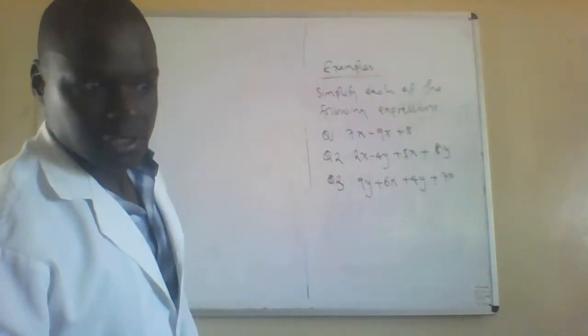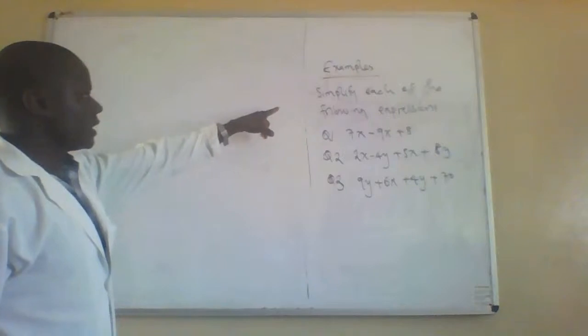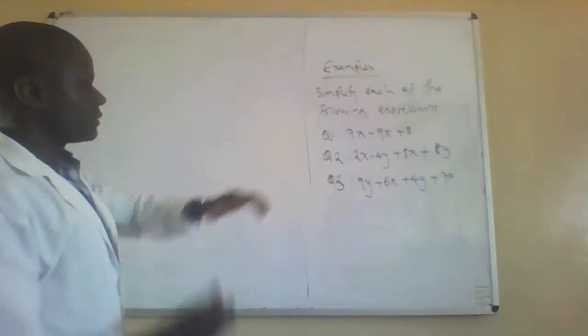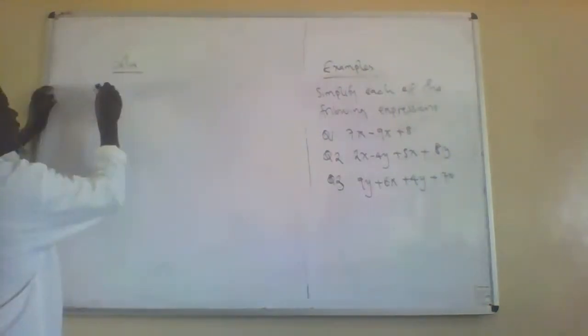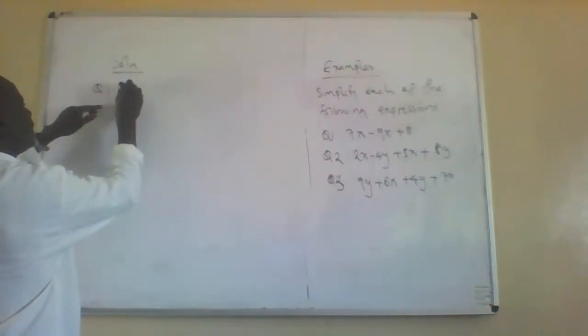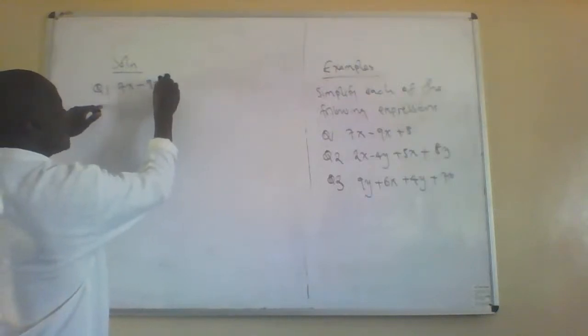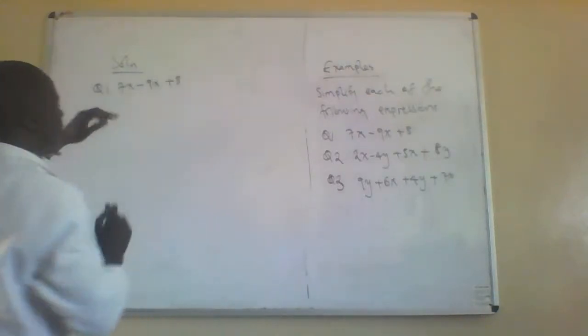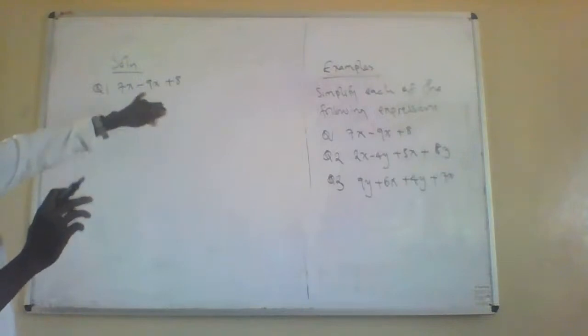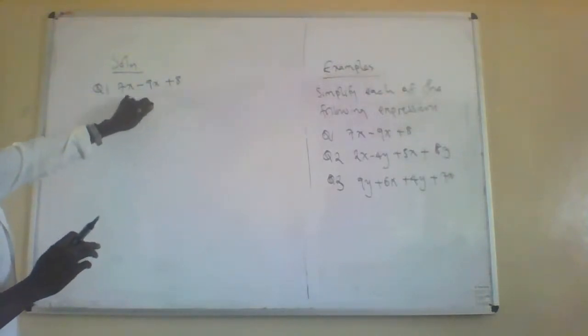All right. So the question says, simplify each of the following expressions. The first expression that we have, number 1, we have 7x minus 9x, then plus 8. So first thing first, like terms. So we're going to add these.